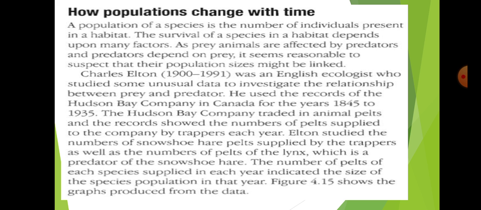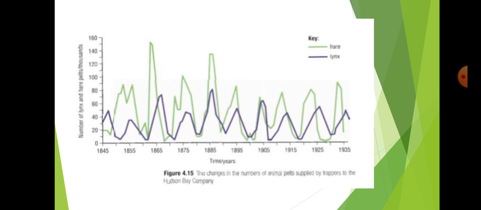Figure 4.15 shows the graph produced from the data. We have the green line, which shows the hare, and the blue line, which shows the lynx. As we can see, as the population of the hare increases, the population of the lynx increases with it, and as the population of the hare decreases, the population of the lynx decreases with it.